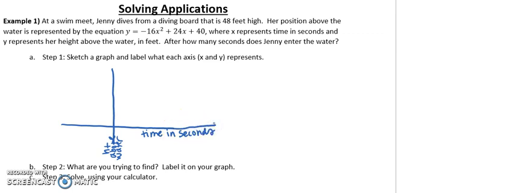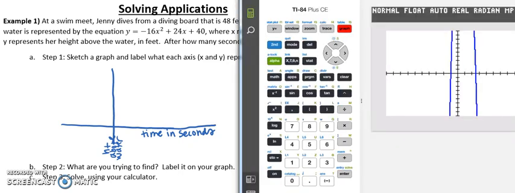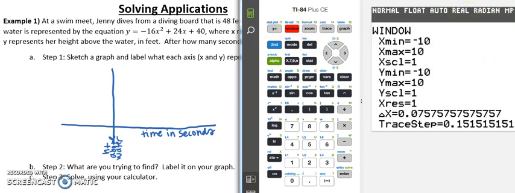After how many seconds does she enter the water? Okay, well, let's look at this calculator again. Jenny's way up here somewhere, and I want to talk to you about how to look up here. This is the y-axis, right? I want to look further up the y-axis. If you click window, you want your maximum on the y to be bigger. You can go in here and change your window.